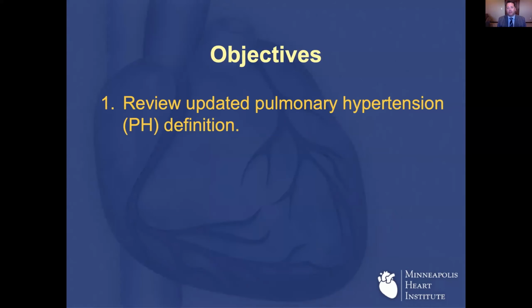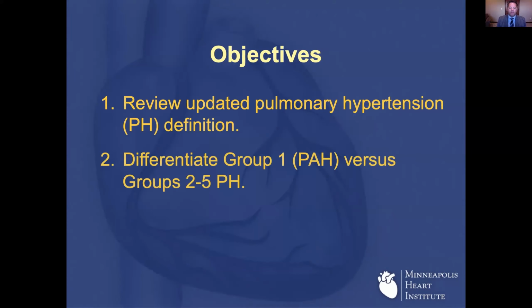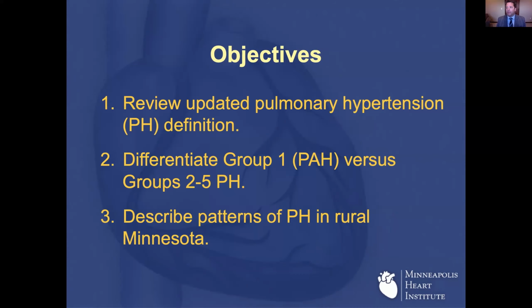Today our objectives are going to be to review the updated pulmonary hypertension definition, differentiate between group 1 versus groups 2 through 5, describe patterns of pulmonary hypertension in rural Minnesota, and describe our Minneapolis Heart Institute rural experience. And then 4, discuss pulmonary hypertension post-TAVR in our patient population at Minneapolis Heart Institute.